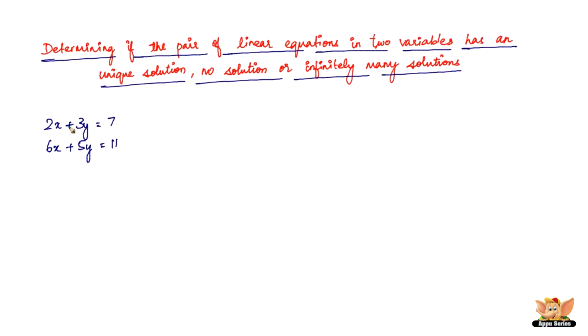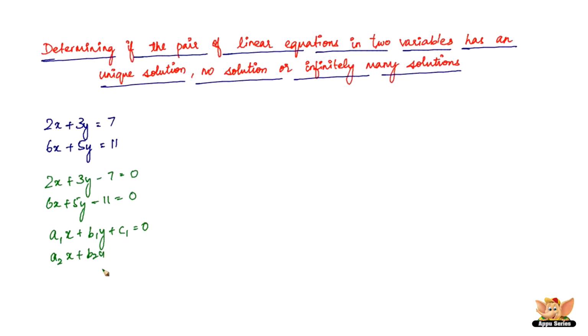So what we have to do is, the given equations are of the form a1x plus b1y equals c1 and a2x plus b2y equals c2. Well, we first have to write this like this: 2x plus 3y minus 7 equal to 0 and 6x plus 5y minus 11 equal to 0. This is of the form a1x plus b1y plus c1 equal to 0 and a2x plus b2y plus c2 equal to 0. So now we need to identify the constants here.